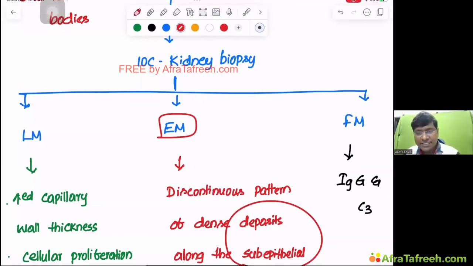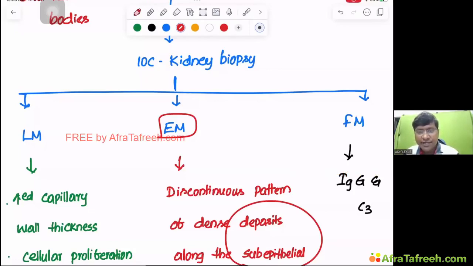The kidney biopsy, as just now I was discussing, light microscopy, it is absolutely normal. Electron microscopy, you will have the fusion of the foot process, and that fusion of the foot process is mainly because of loss of basement membrane polyanion, that is heparan sulfate proteoglycan. Immunofluorescence, no abnormality. Drug of choice will be your prednisolone.